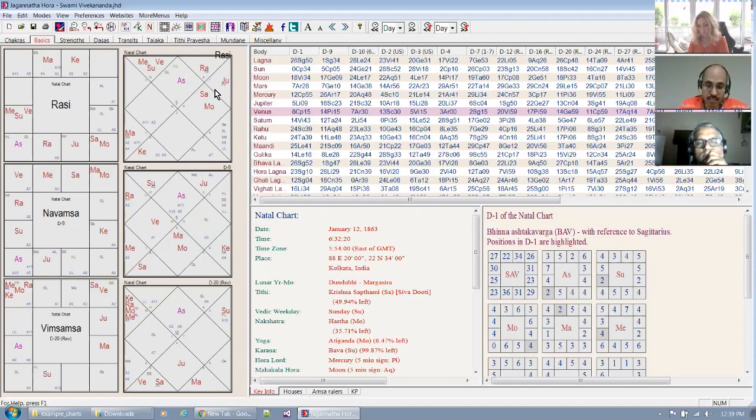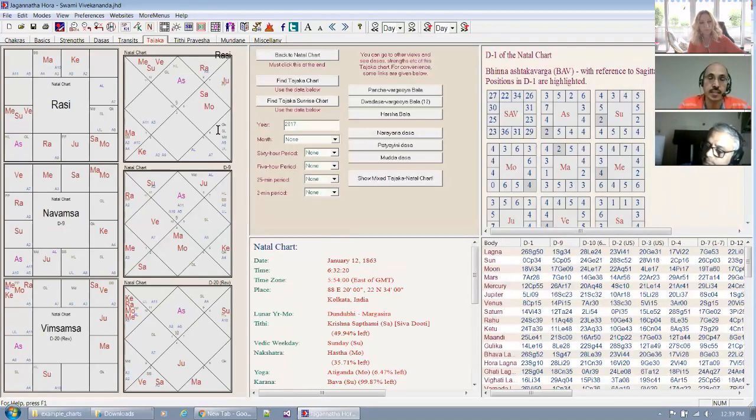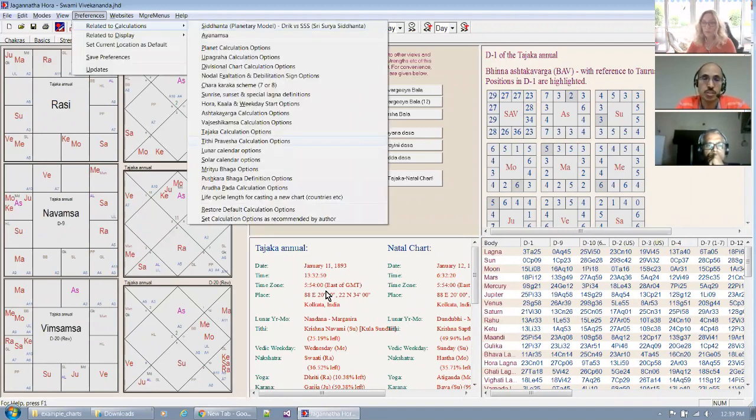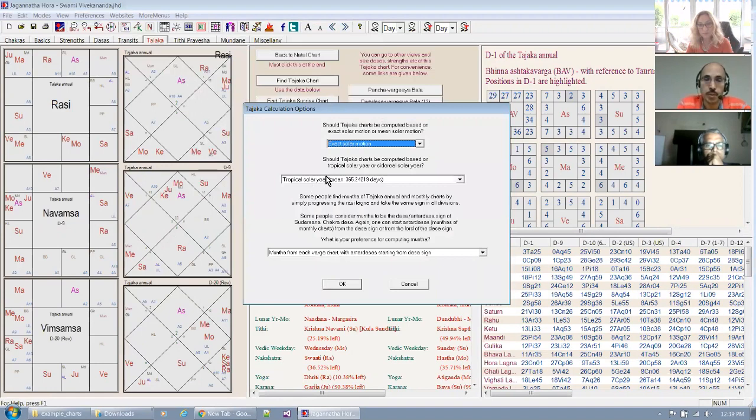So let's take the same Vivekananda ji. Let's take his Tajika chart of 1893. Is it 93 or 92? Yeah, he was in January and the event was in September. So we take 93 itself. So 1893 January 11 was the Tajika chart made. Let me just ensure that I have the options correct. Yeah, tropical solar year. This is the option that you want to make sure you have. If you use Aadhar recommended, this should be automatic.